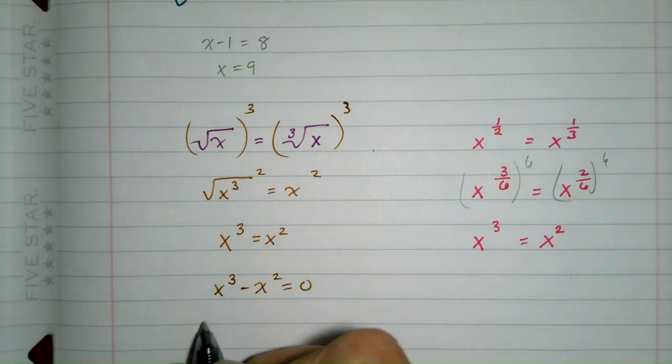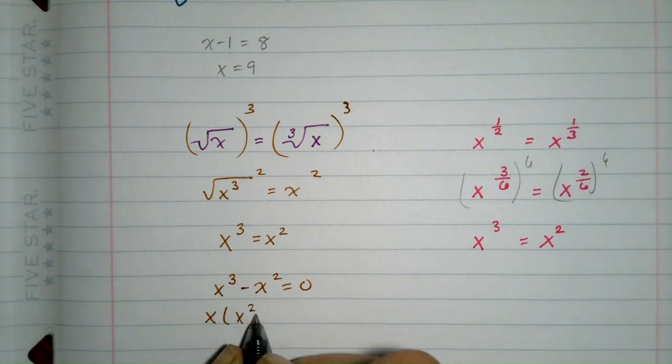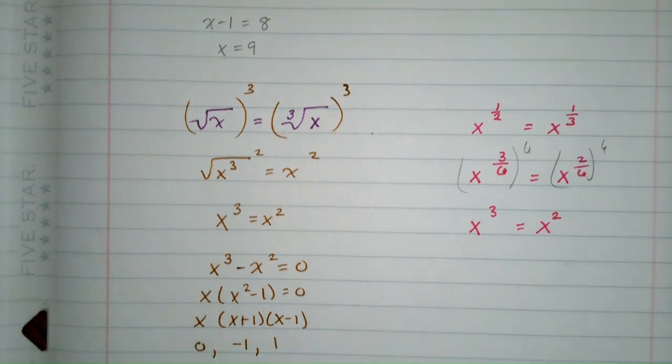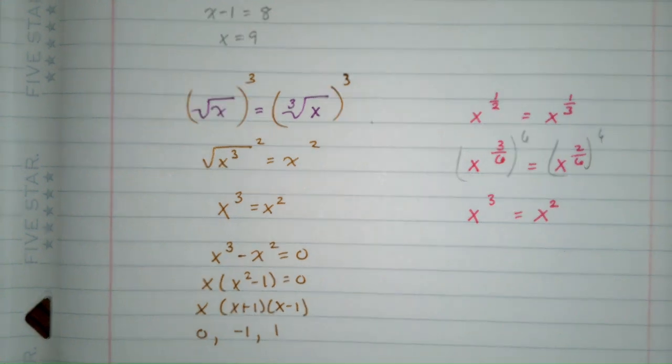And we're going to factor. I have a GCF of x. That factors more. So I see I'm getting 0, -1, or +1. And I need to check all 3 of those.